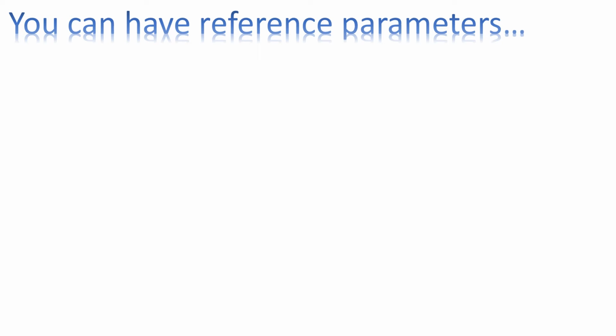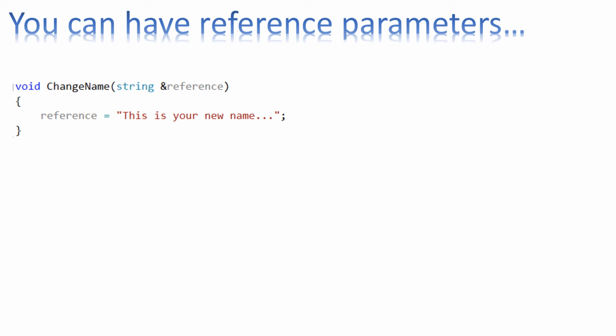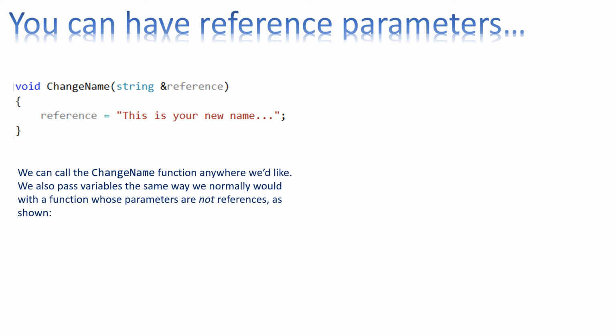We can also have reference parameters. Here we have a function, change name. It takes a reference to a string, and then it uses the reference to set whatever variable we give it to the value, this is your new name. When we call the change name function, we can call it anywhere we'd like, from one of our object's methods, from our main entry point, or from another function. We can also pass variables the same way we normally would with a regular function whose parameters are not references, as we show below.